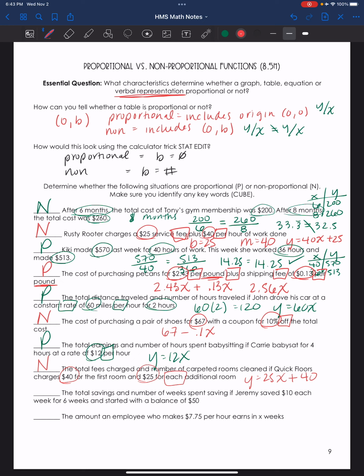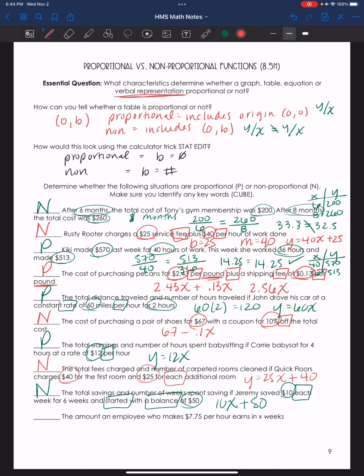The total savings and number of weeks spent saving if Jeremy saved $10 each week for 6 weeks and started with a balance, keywords, of $50. Wow, beautiful. So I know I have my multiplicative and my additive, which means this is not proportional.